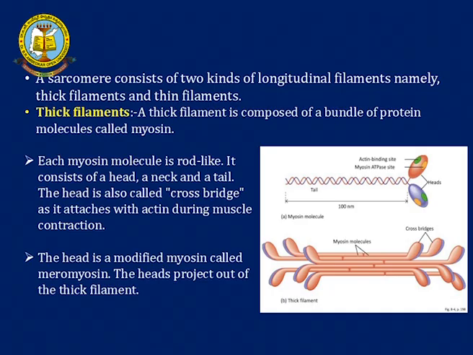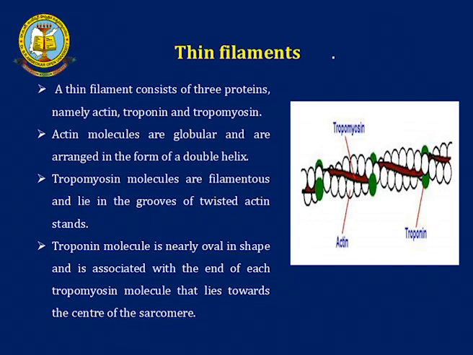In this picture we can see the thick filament. A thin filament consists of three proteins, namely actin, troponin and tropomyosin. Actin molecules are globular and are arranged in the form of a double helix. In this picture you can find the structure of a thin filament and how it is arranged.